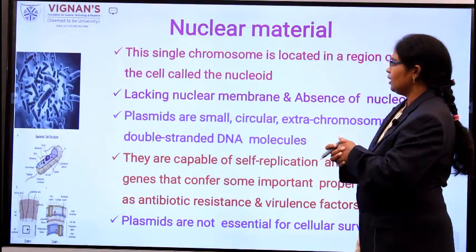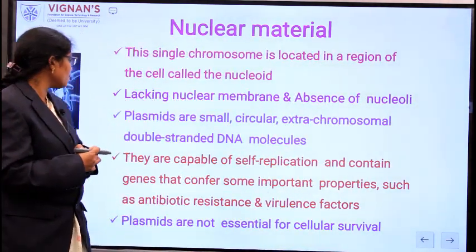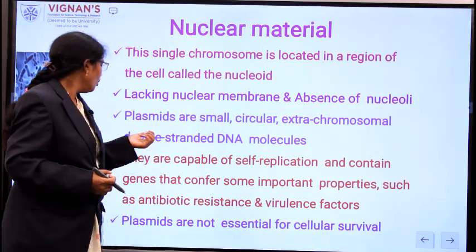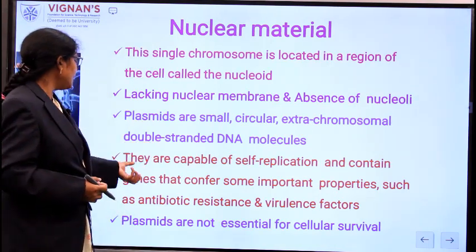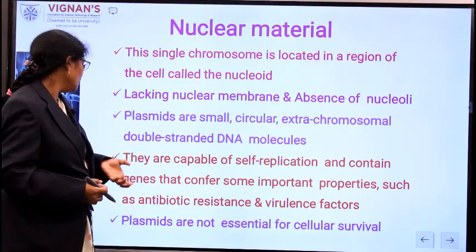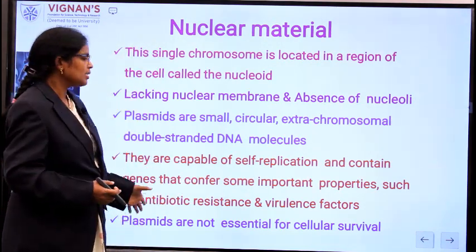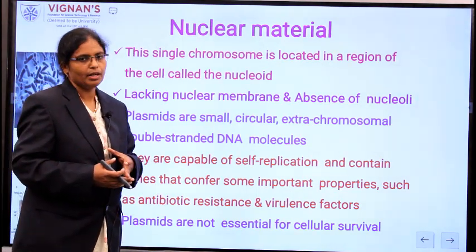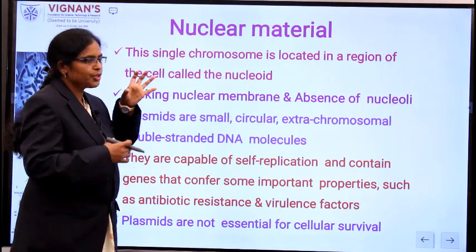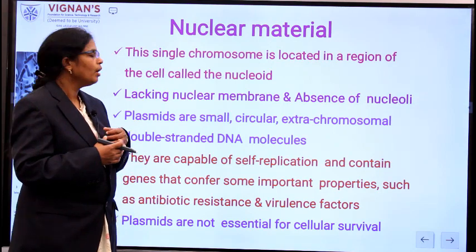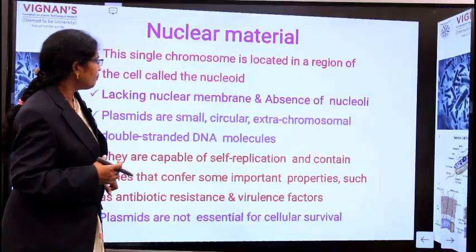The genetic material. So this bacteria consists of the genetic material, circular plasmid materials. Those are double-stranded DNA molecules. And these plasmids are self-replicating. They contain genes which encode various properties, for example antibiotic resistance and virulence factors. And these are not essential for cell survival. So the genetic material is plasmids, and the entire genetic material is in the form of a single chromosome located in the cell that is called the nucleoid. So this is the genetic material.